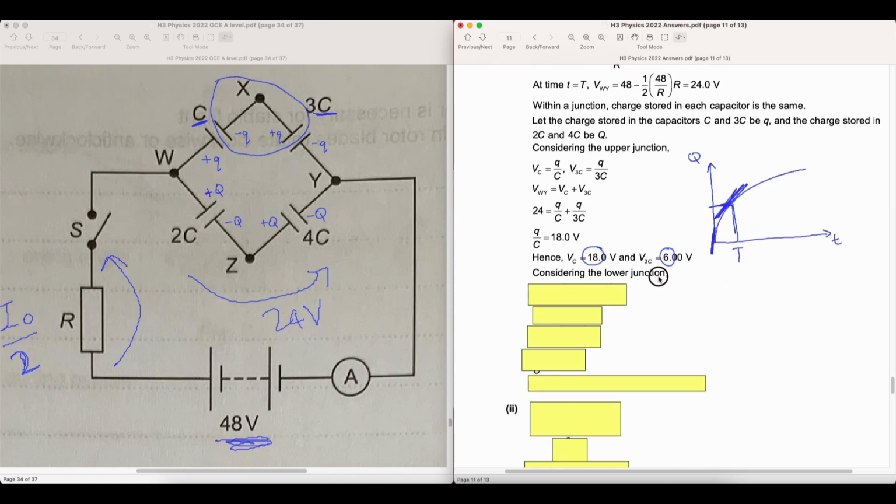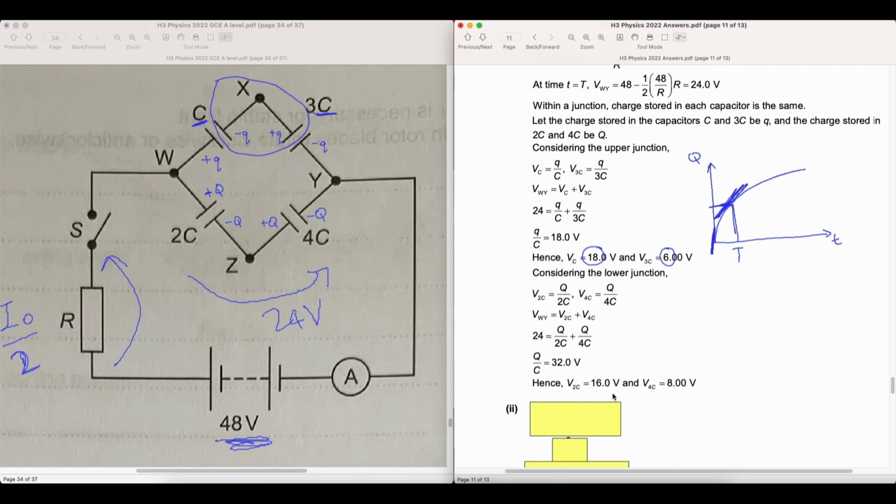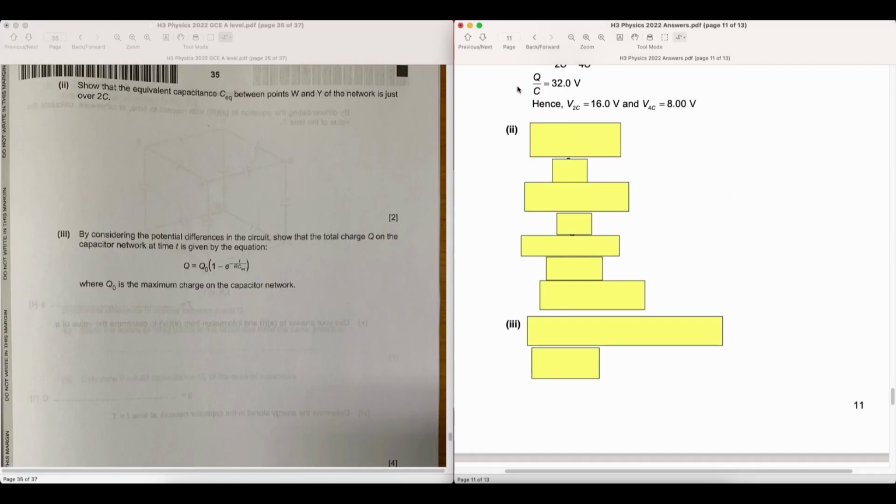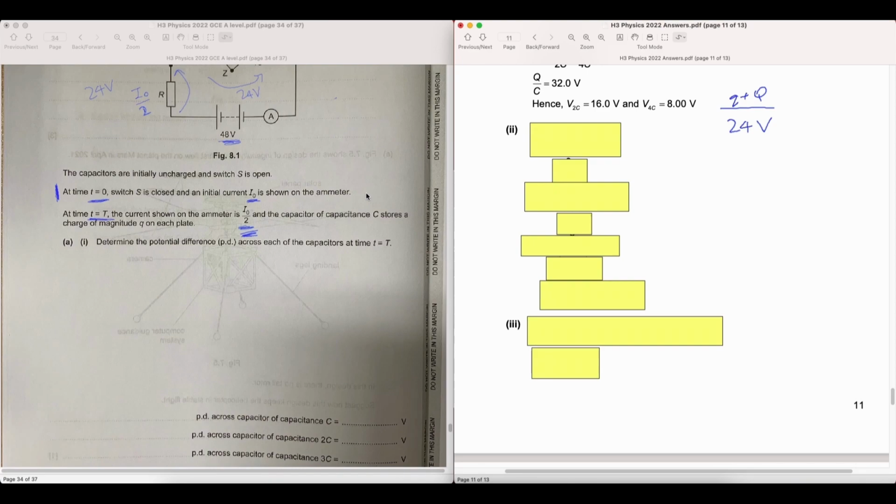Now repeating the same analysis for the lower junction, we get 16 volts and 8 volts across the bottom two capacitors respectively. Now for part 2, we need to find the equivalent capacitance, and there are a few ways to go about doing this. One way is to find the total voltage across the entire part, which is 24 volts, and then we take small q plus big Q over that. Another way is just to apply the formulas. I'll go by applying the formulas.